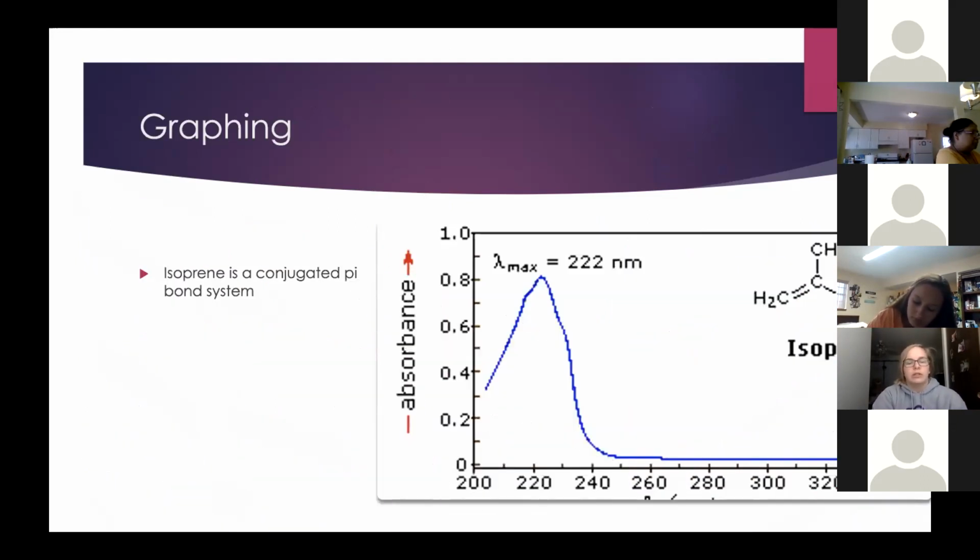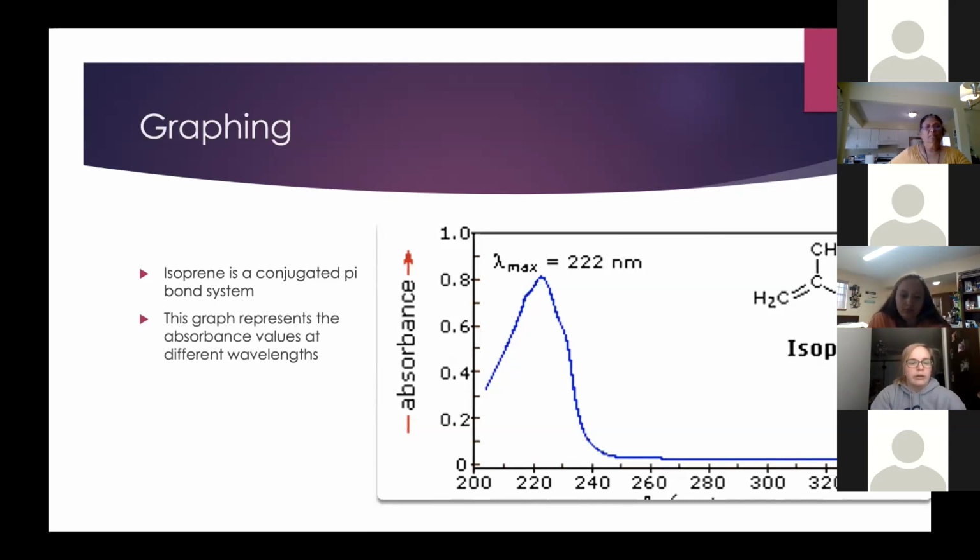And then it gets charted on a graph that looks like this. So in this example, they use isoprene, which is a conjugated pi system, if you look at the structure. And then the graph represents the absorbance values at different wavelengths. And then the top of the peak is called lambda max, and it's the wavelength where you're going to see the maximum amount of absorption, which in this case is 222 nanometers.